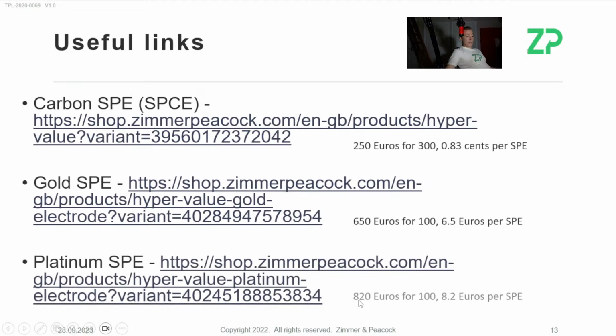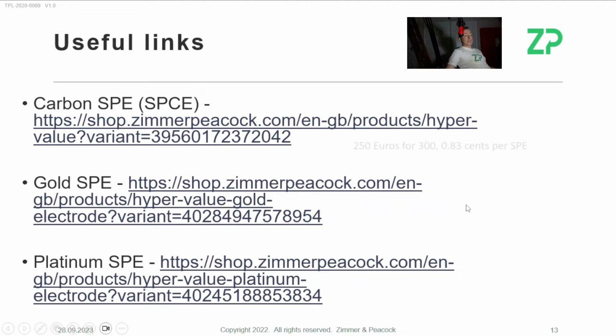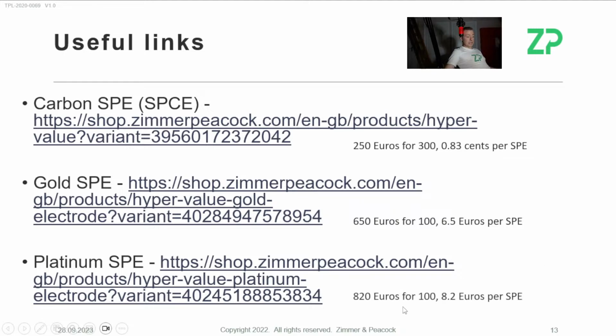I realize I've got one, so I'll just wind up a little bit. So we can do 300 electrodes for 250 euros, so it makes it 83 cents per electrode. We can do 100 gold electrodes for 650 euros, that's 6.5 euros per SPE. I realize it's not 820 euros, it's 800 euros. So we can do a platinum electrode for 8 euros per SPE.